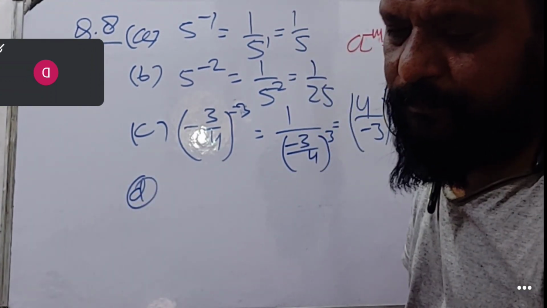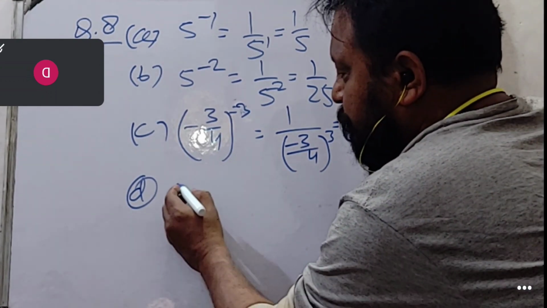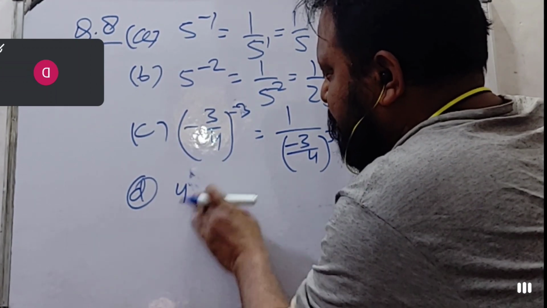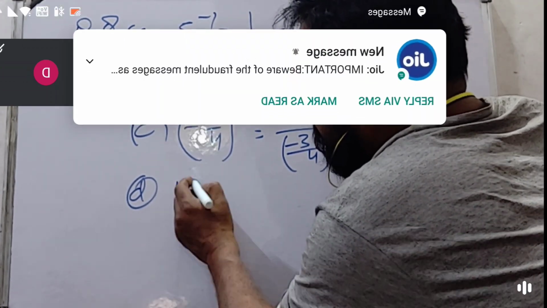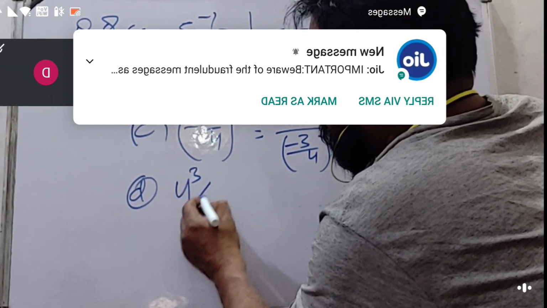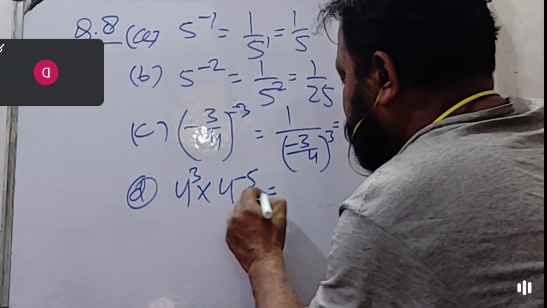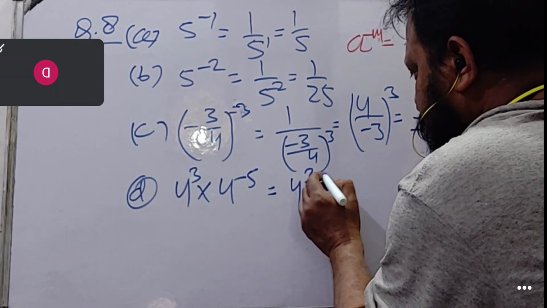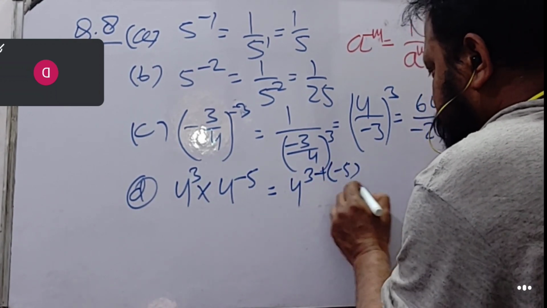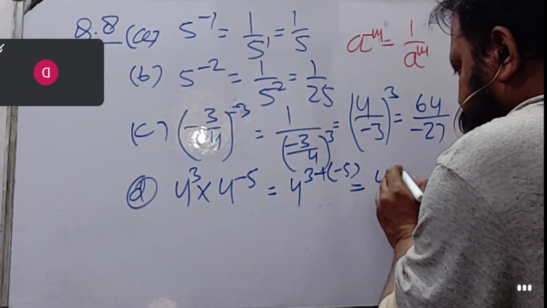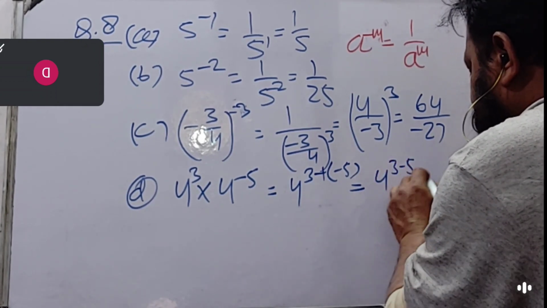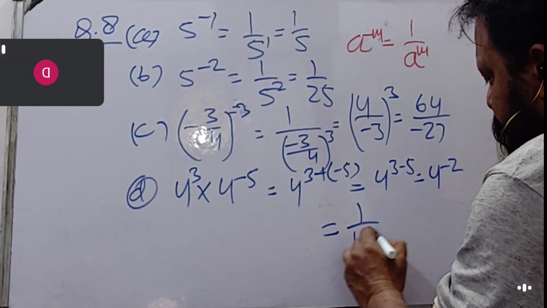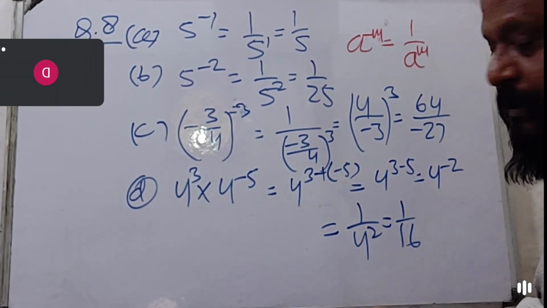Now D: 4 raised to the power 3 into 4 raised to the power minus 5 is equal to 4 raised to the power 3 plus minus 5, which becomes 4 raised to the power 3 minus 5, becomes 4 raised to the power minus 2. So it becomes 1 upon 4 raised to the power 2. It becomes 1 upon 16. Getting?